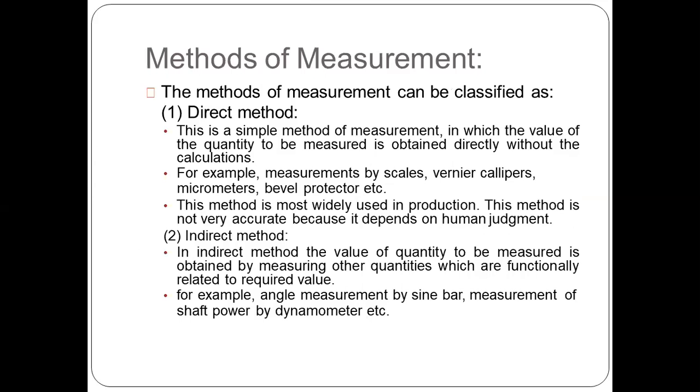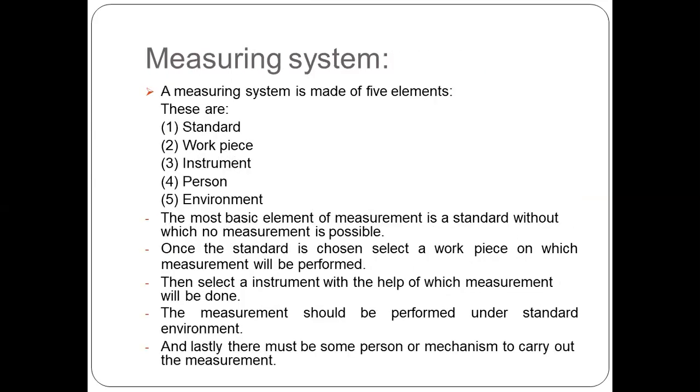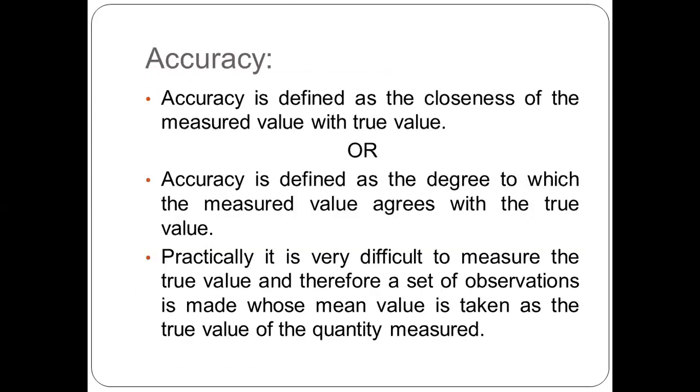Then we see there are two different methods of measurement. First is the direct method and second one is the indirect method. Then we see a measuring system, a 5-step measuring system like quality control. This also includes 5 elements: standard, workpiece, instrument, person and environment.